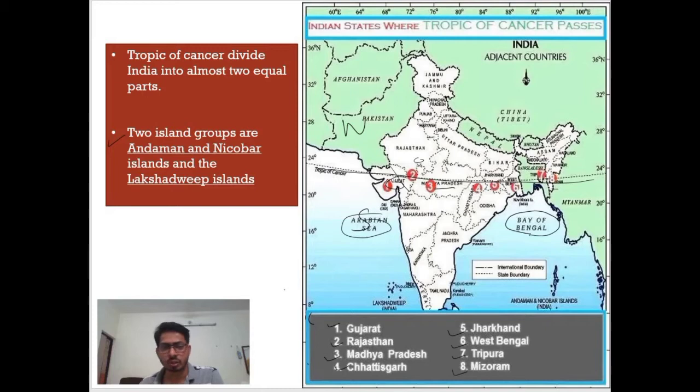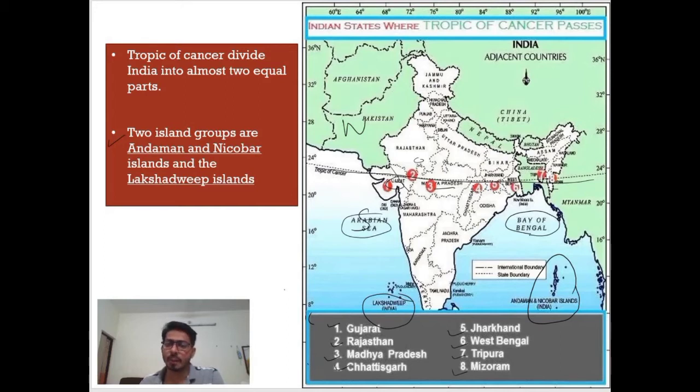Here, Andaman and Nicobar, where is it located? If you see, this is Andaman and Nicobar, located in the Bay of Bengal. And then the Lakshadweep Islands are located in the Arabian Sea. So this is the location.